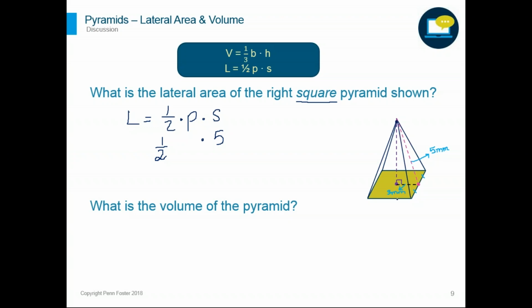Then how long is a full side? Well, half a side is 3 millimeters, then a full side is 6 millimeters. And since it's a square, we're able to find the perimeter by multiplying 4, because we have 4 sides, times 6, because each side is 6 millimeters.